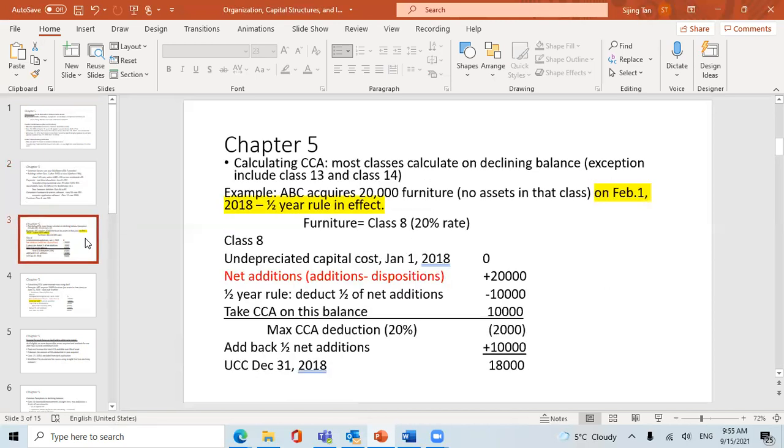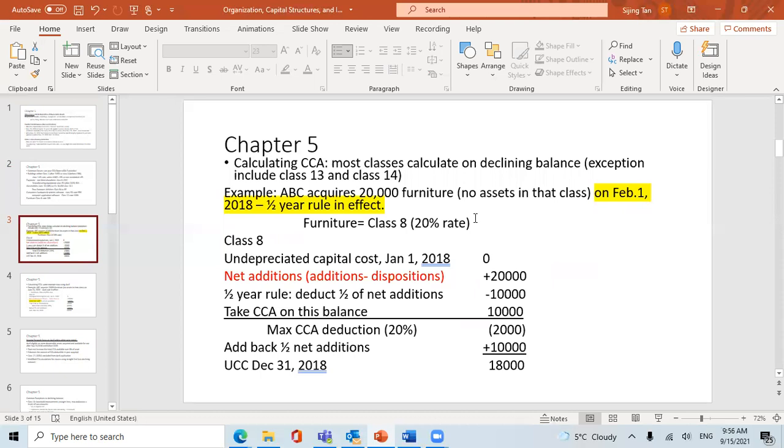We will show a few examples. The first example we're going to show is how to calculate the CCA. Most classes calculate on a declining balance, with exceptions including class 13 and class 14. We're going to talk about 13 and 14 in later examples. Class 13 is leasehold improvements, where we use straight line, not declining balance. And class 14 is intangibles with a limited useful life, which will also be straight line.